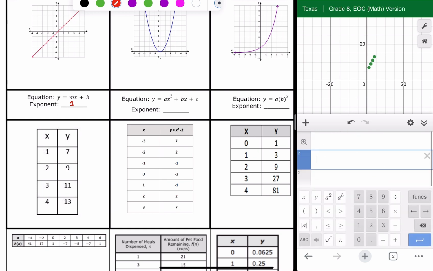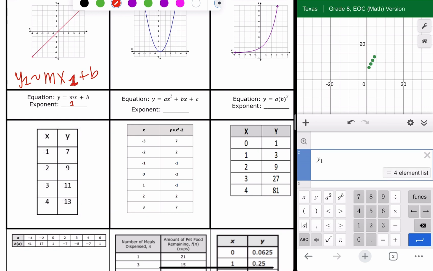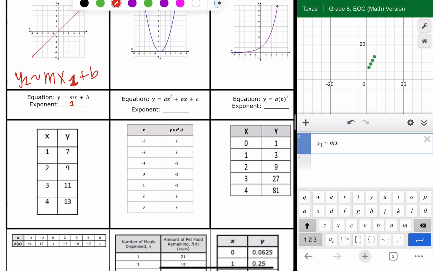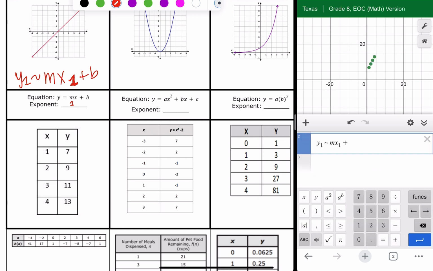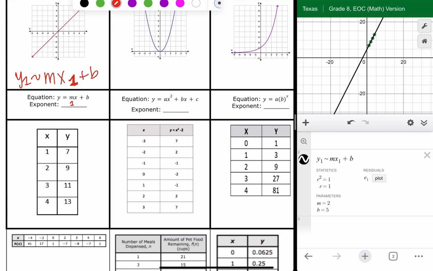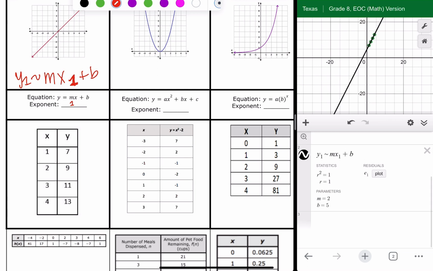So we are going to do the y1 squiggly line mx1 plus b. Okay? And I have m equals 2 and b equals 5. So my answer is y equals 2x plus 5.